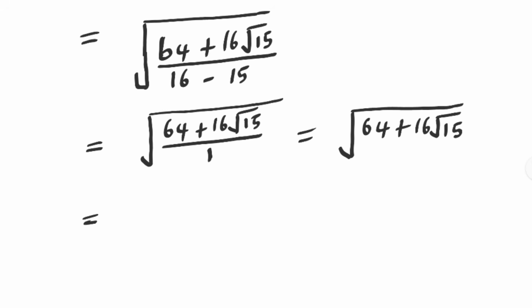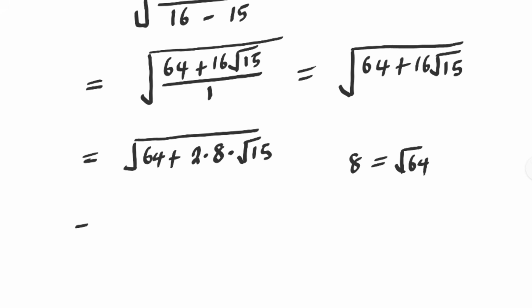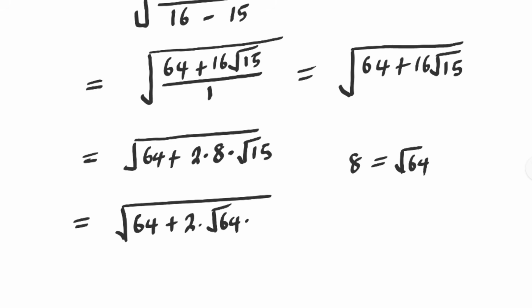And this is equal to square root of 64 plus 16 root 15, where 16 can be written as 2 multiplied by 8, then multiplied by root 15. Note that 8 is the same thing as square root of 64. And this is equal to square root of 64 plus 2 multiplied by 8, which is now square root of 64 multiplied by square root of 15.